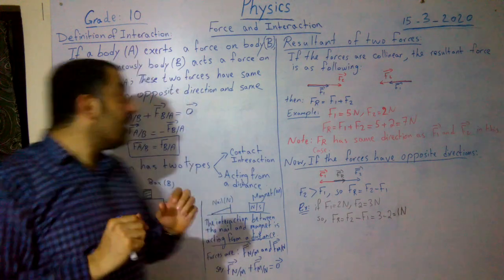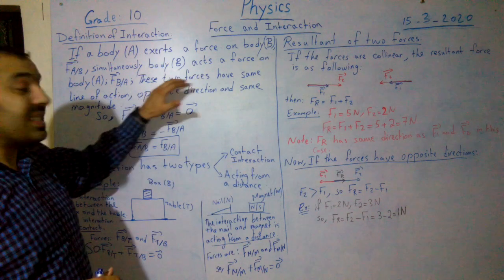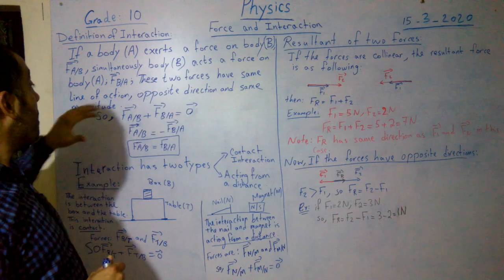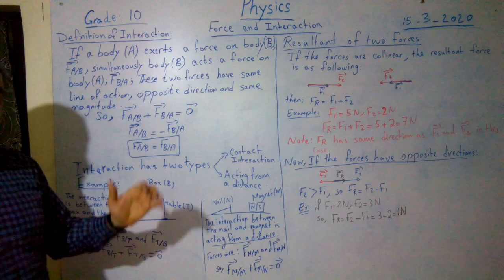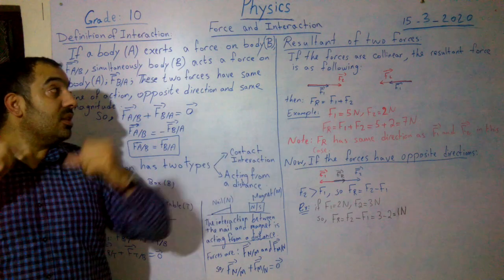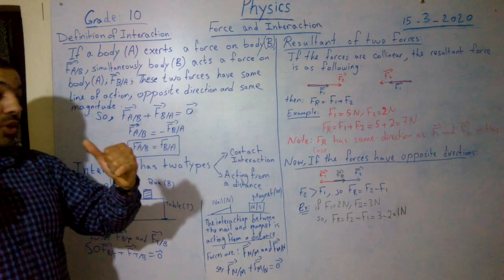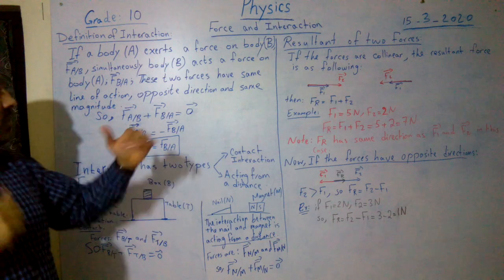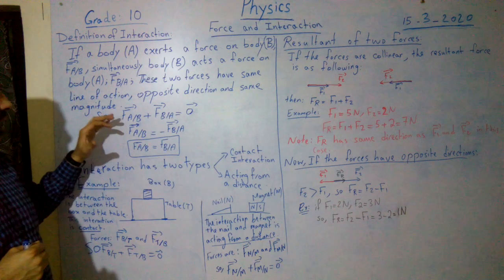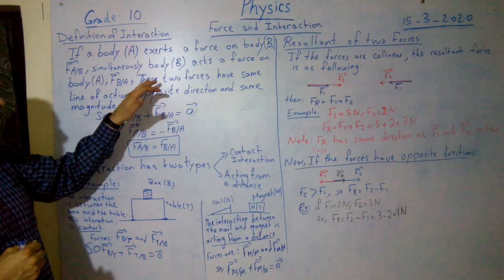at the same time. The characteristics of these two forces are: they have the same line of action, opposite direction, and same magnitude. Okay, the characteristics: the two forces are on the same line of action, opposite direction, one force to the right and one force to the left, and same magnitude, same value. The expression here, we can use it and replace this statement.